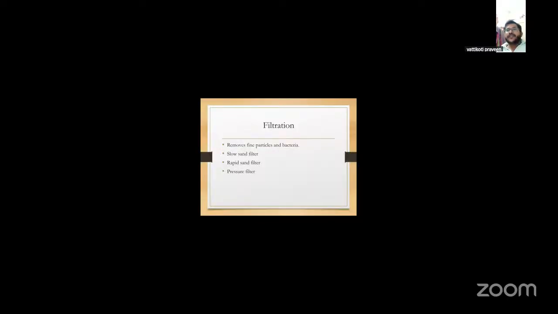Filtration in water treatment is the process of passing water through pores in a medium such as sand, gravel, and other materials, removing fine suspended particles and impurities. It is a key step of water purification, after sedimentation and before disinfection.